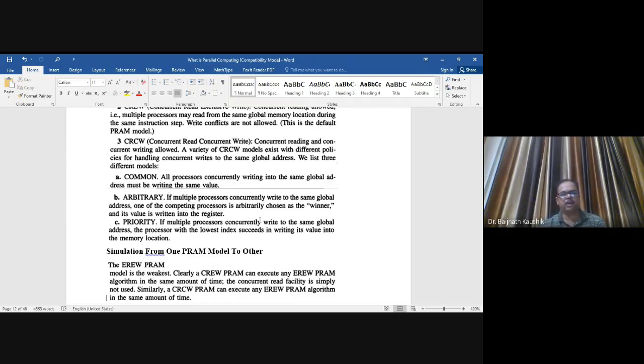And the third type of model is the priority model. In the priority model, if multiple processors concurrently write to the same global address, the processor with the lowest index succeeds in writing its value into the global memory location. And going on further, the other indices will be allowed one by one. So the highest priority is the processor with the lowest index value.